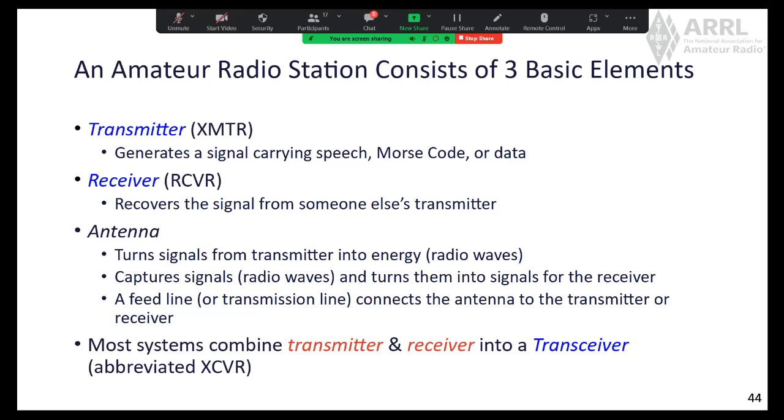Antenna turns signals from a transmitter into radio waves, and captures radio waves and turns them into signals for the receiver. A feed line or transmission line connects the antenna to the transmitter or receiver. Most systems combine transmitter and receiver into a transceiver, abbreviated XCVR.